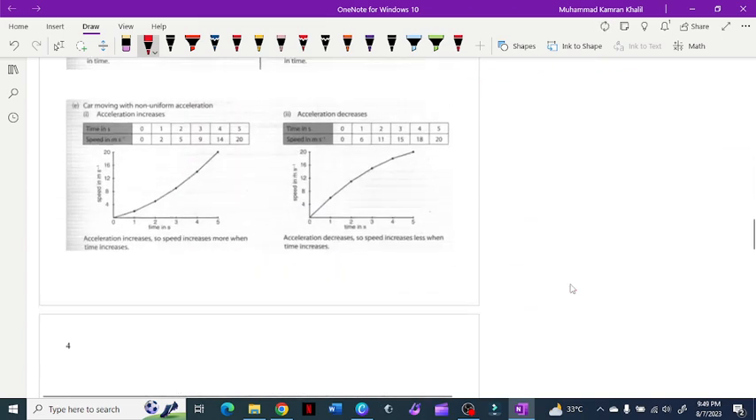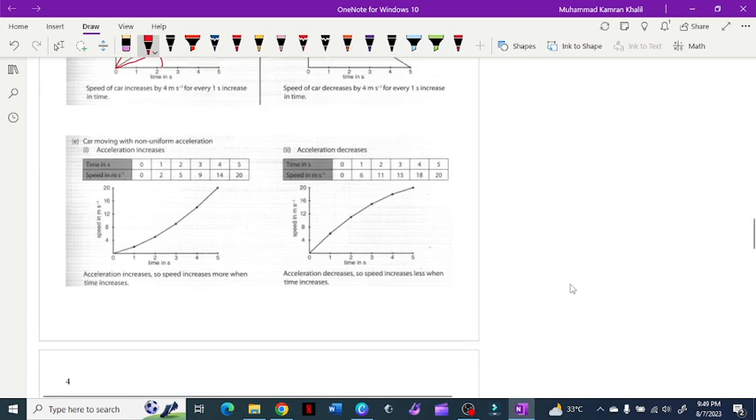Moving towards the next two graphs, and probably the last portion related to the graphs. Now you can see 2, 2.5, 3, then at the end we got 4. So what is happening to the acceleration?